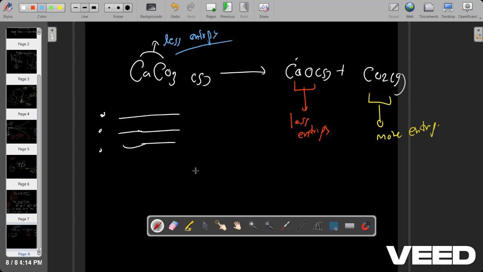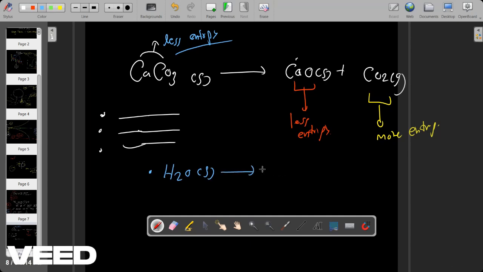Now for homework, you should tell entropy wise, only by looking at the entropy, nothing else. Still, we don't have much knowledge to tell whether it is spontaneous or thermodynamically feasible or not. Entropy wise, comment on this. For homework, which side is more preferred? Easy, right?